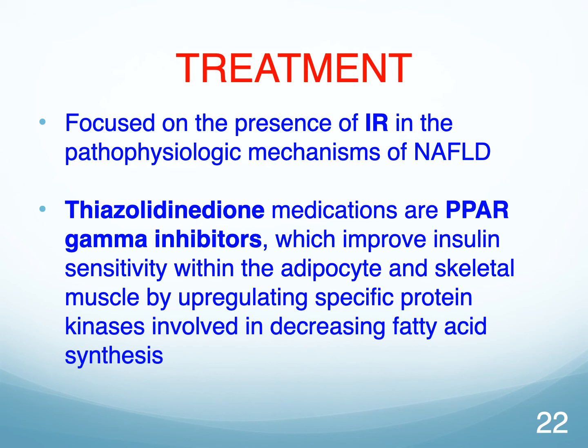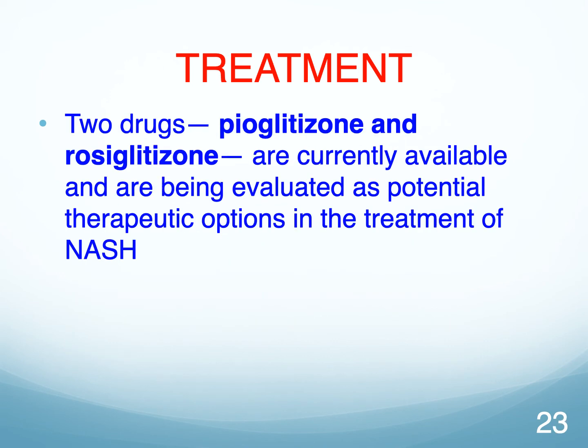We have the PPAR gamma agonists available, or the TZDs, the thiazolidinediones, which improve insulin sensitivity within the fat cells and the skeletal muscles. They upregulate the protein kinase activity that decreases fatty acid synthesis. You have to caution your patient in taking this because they might develop hypoglycemia in the process, but seldom does it happen. But you should always include your patient's decision whenever you are planning to treat.